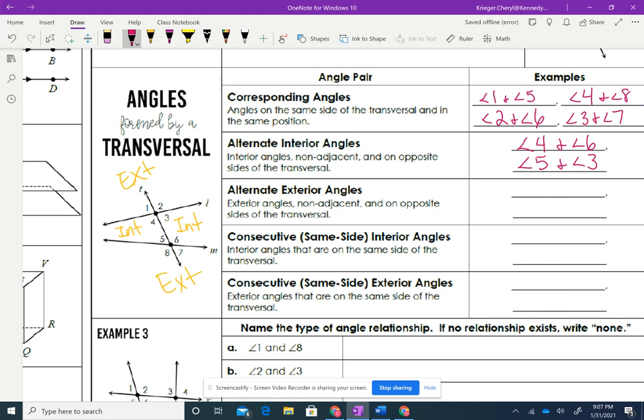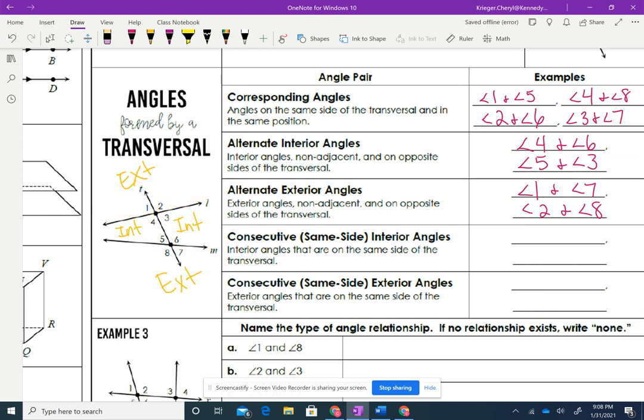Okay, so if I'm asking about alternate exterior, it's the same concept. Here's my exterior, the exterior of my two lines, and they alternate the transversal. Angle 1. Okay, so they cross over the transversal, and it's on the opposite exterior, alternate exterior, angle 1 and angle 7. So the other one would be angle 2 and angle 8. You got it.